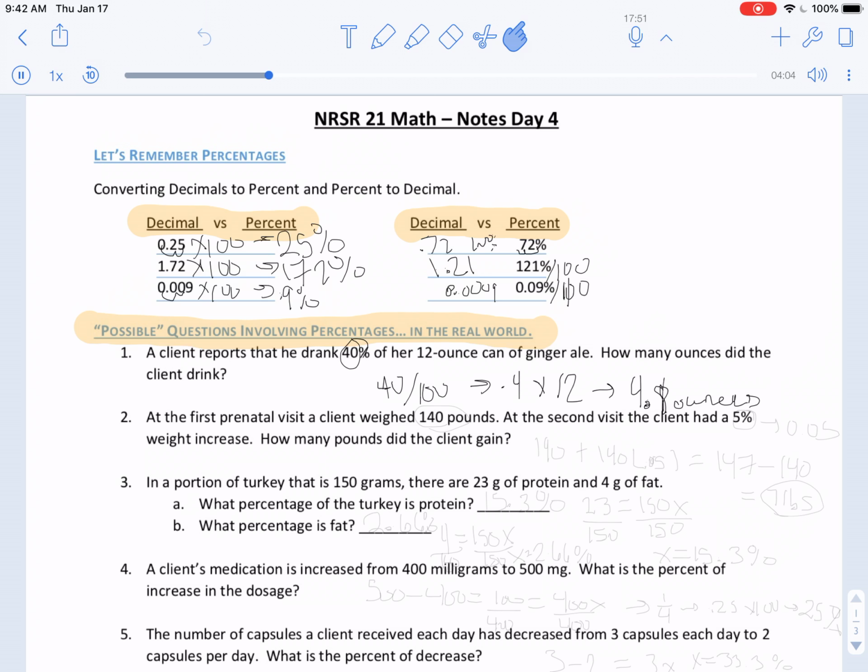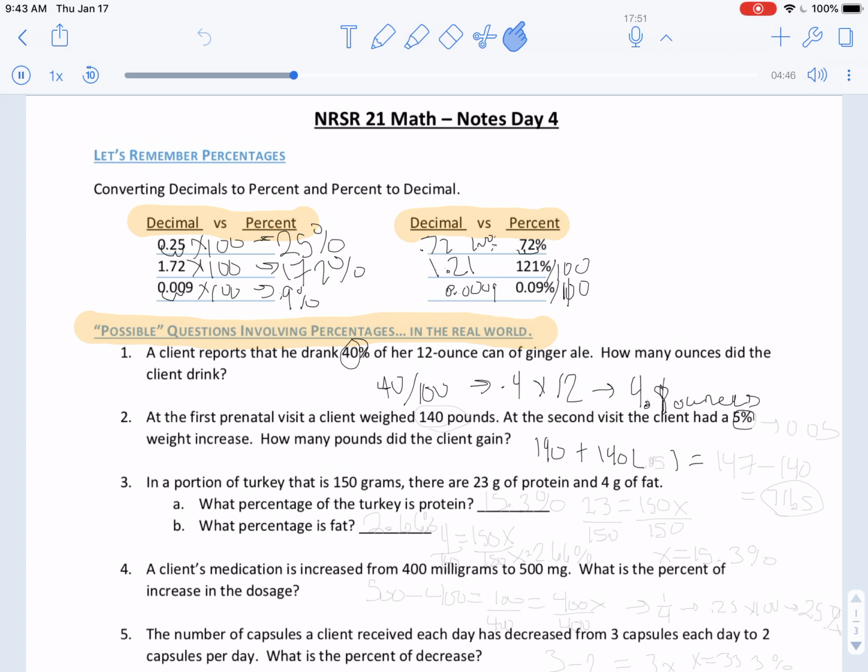And then for the second example, we have at the first prenatal visit, a client weighed 140 pounds. At a second visit, the client had a 5% weight increase. How many pounds did the client gain? So to start this problem off, we want to be able to figure out what the starting point is. So we have 140 pounds, essentially. And now we need to add the multiplication of 140 by the percentage of body weight into a decimal to get our final answer.